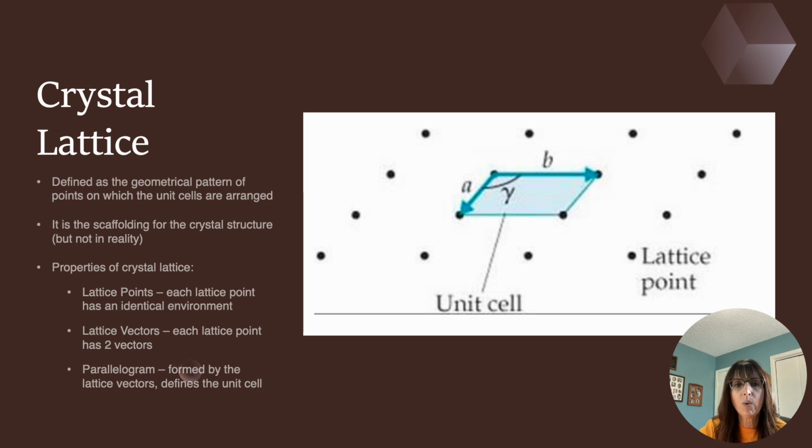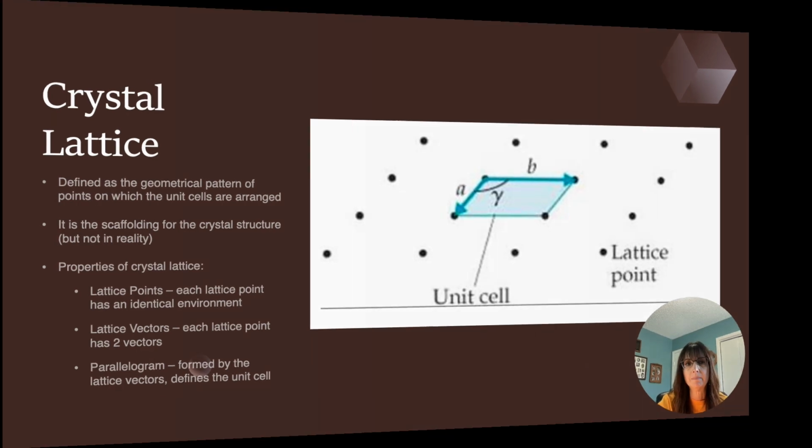And each lattice point has an identical environment. And of course, just like in geometry, there are vectors. Each lattice point has two vectors. So if you look at the one point, they have an arrow coming out labeled A and another one labeled B. And then you have the parallelogram, and it's formed by the lattice vectors, which defines the unit cell. And I just bring this up because you're going to hear me talk about lattice points in just a moment.